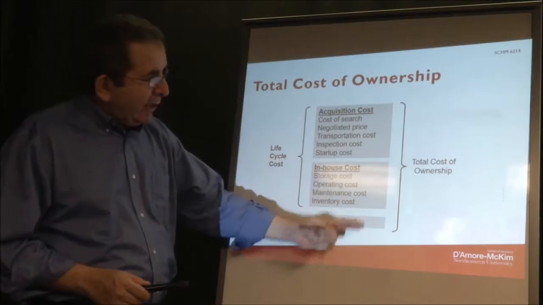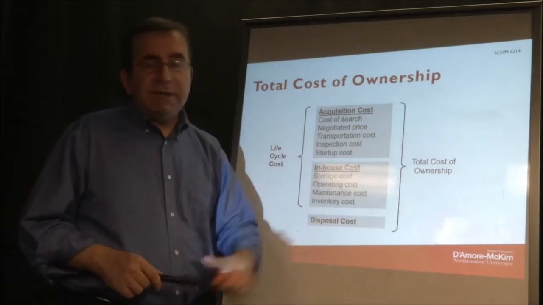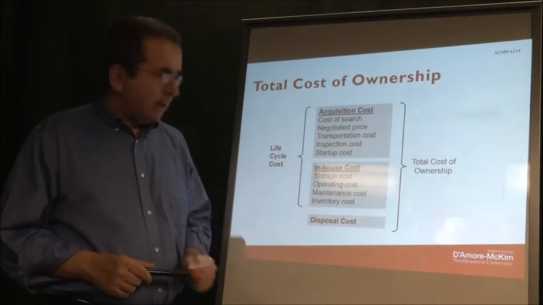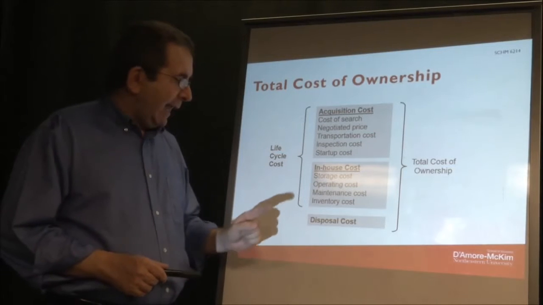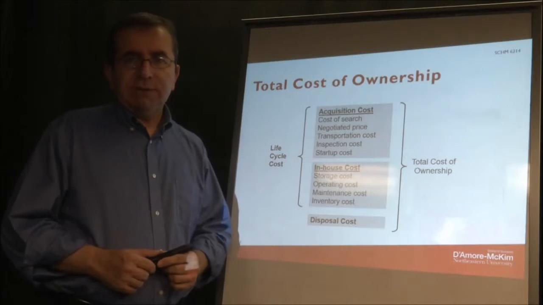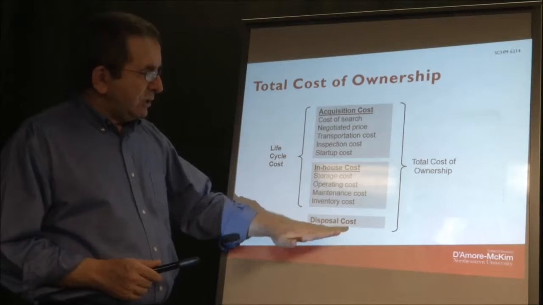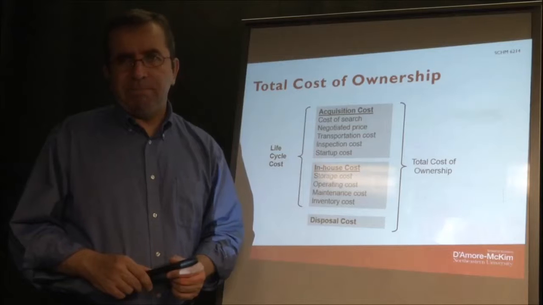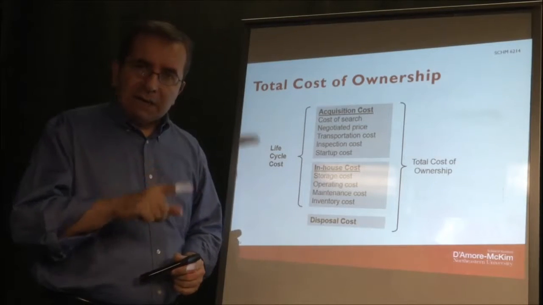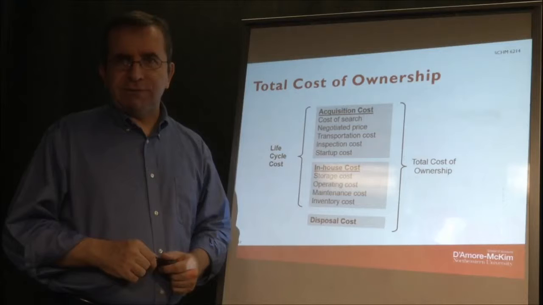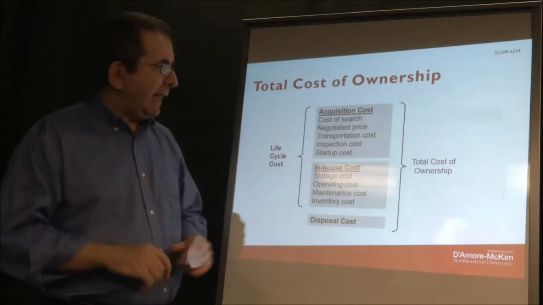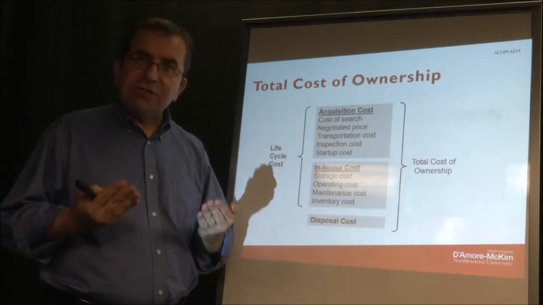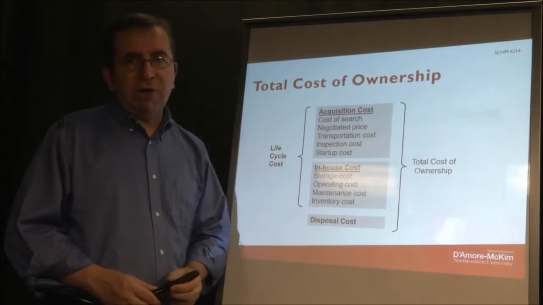And everything included here gives you the total cost of ownership. So acquisition cost, in-house cost, and disposal cost. These are the components, the ingredients of the total cost of ownership. So when you compare alternative purchasing options, you should not just simply look at the negotiated price. You need to compare your alternatives in terms of the total cost of ownership.